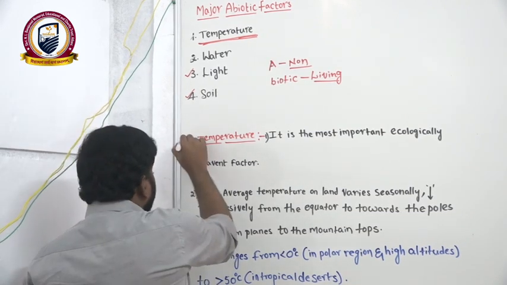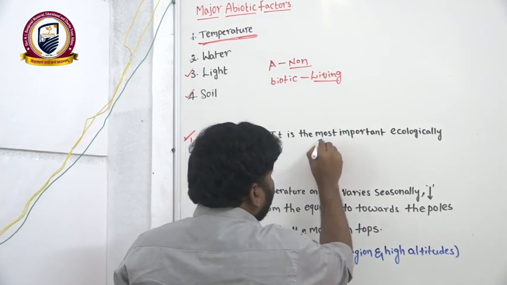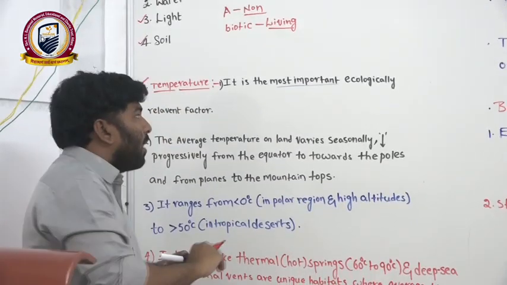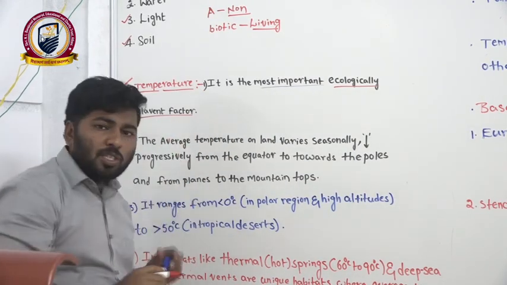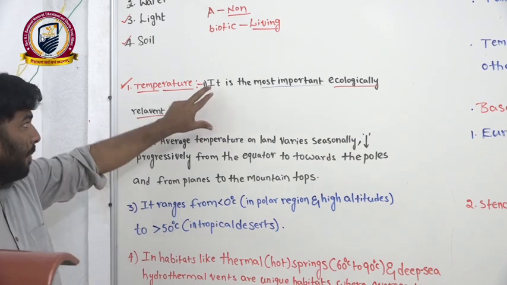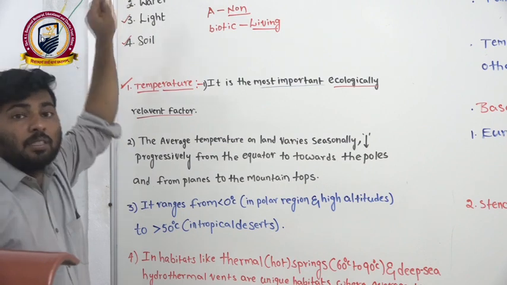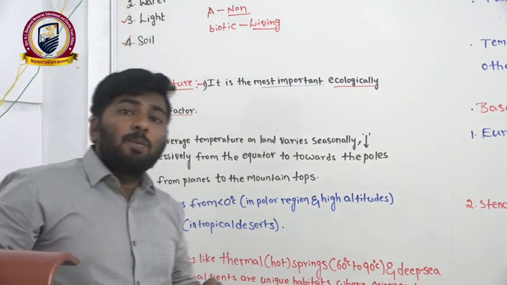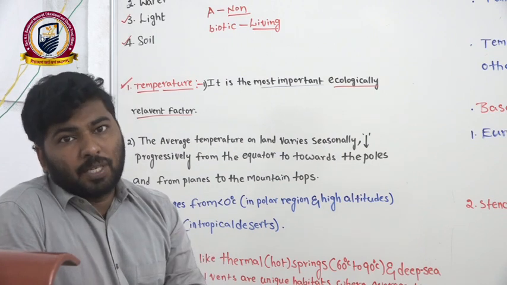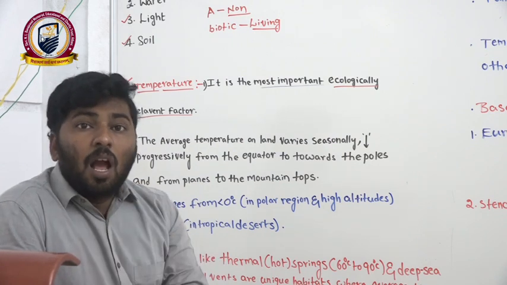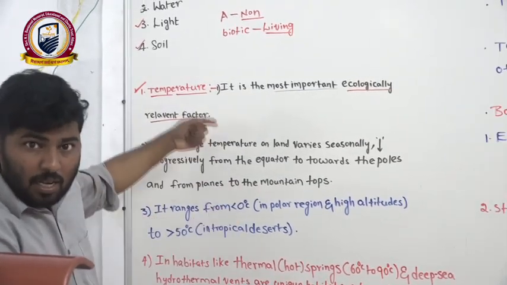Now we can take up temperature. It is the most important ecologically relevant factor. It means out of these four, this is the most important ecologically relevant factor. The reason is most of the organism's body enzymes work with the help of temperature. All the enzymes require optimum temperature for their work. Clear? That we will take up later on. We will discuss clearly one by one.